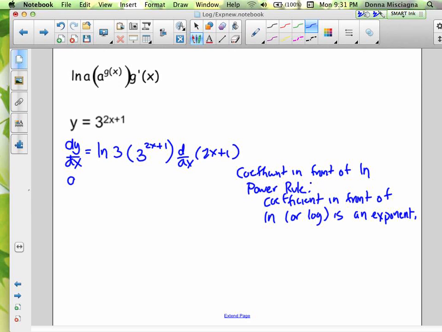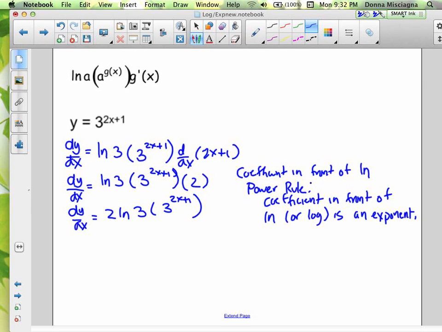So our derivative, whoops, I meant to put an x there. Derivative is going to be natural log of 3 times 3 to the 2x plus 1 power times 2. Oops, let me make that better. There we go. I'm going to move the 2 in front of the natural log there. So dy dx equals 2 times natural log of 3 times 3 to the 2x plus 1 power.